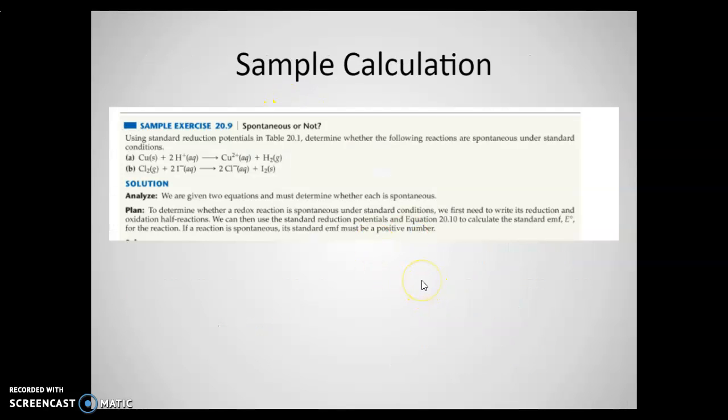So here's a little simple calculation. We're going to determine whether reactions are spontaneous or not. You're going to try to figure out in this one, is this going to be spontaneous? To determine, you can look up the cell potentials of copper being oxidized to +2 and hydrogen being reduced to 0. We know the E0 reduction for hydrogen is 0, so it's all going to depend upon the oxidation of copper. Then we have this one where you have chlorine being reduced to chloride and iodide being oxidized to iodine.